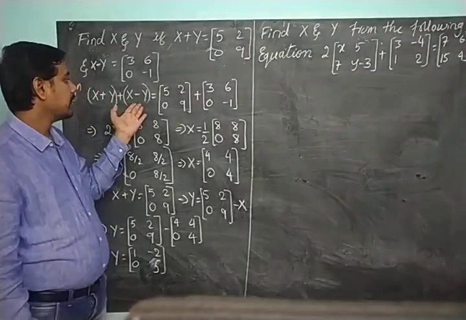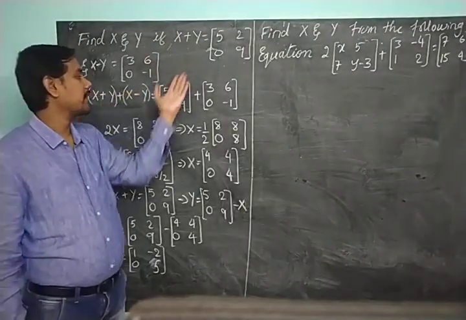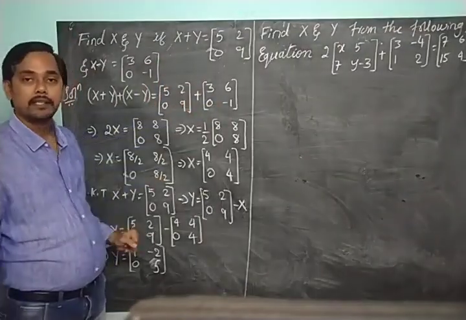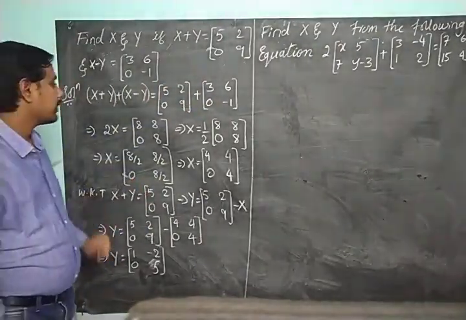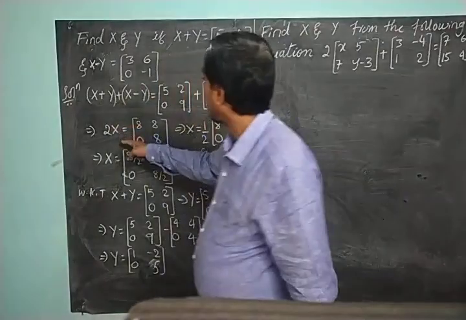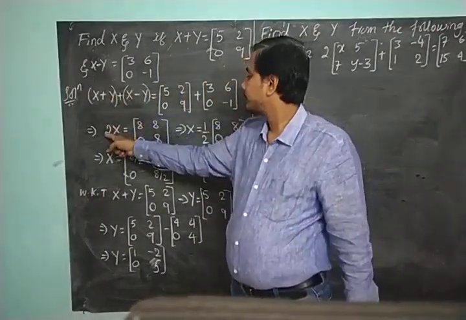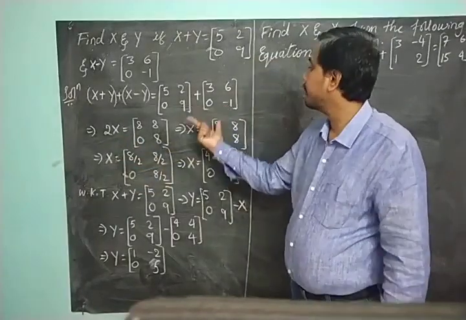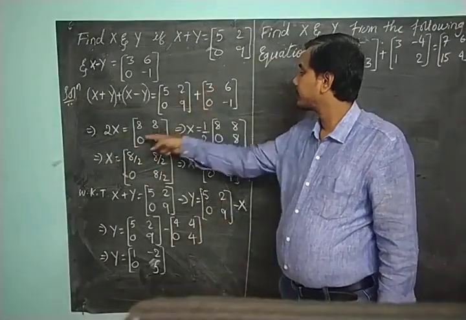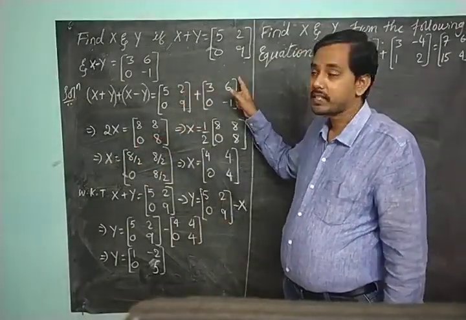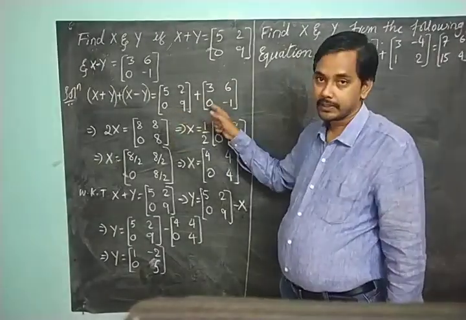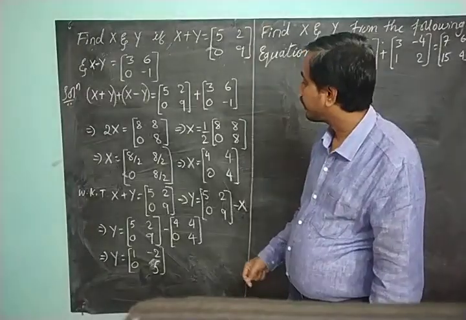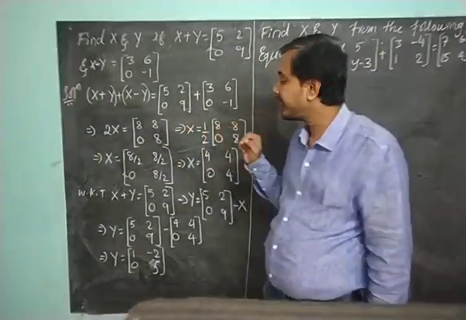So x plus y plus x minus y. X plus y is 5209. X minus y is 360 minus 1. Right? So now, as we know, x and x, that is 2x, y and y will get cancelled. 2x will be equal to the sum of these matrices. What is the sum of these matrices? 5 plus 3 is 8. 2 plus 6 is 8. 0 and 0, it is 0. 9 minus 1 is 8. So we got 2x as 8, 8, 0 and 8.